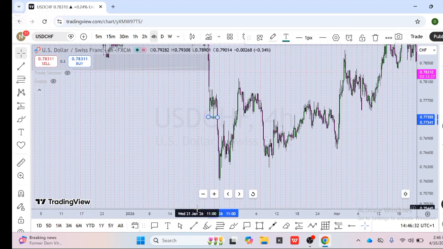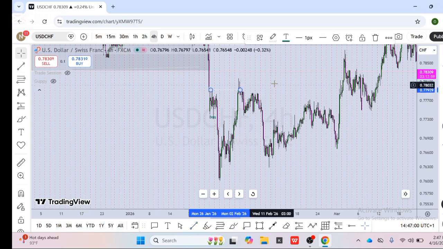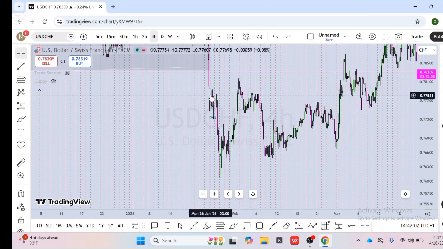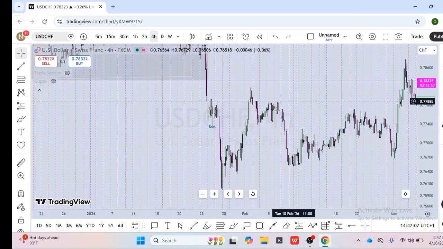Now when you're marking out your break of structure, ensure that the tip of the candle closes bodily with the next candle. The wicks are not calculated. If you are marking wick to wick, it is not right. The tip of the candle should close bodily with the next candle. So you see something like this. This is the tip of the candle. Let's expand very well so that you can see it.